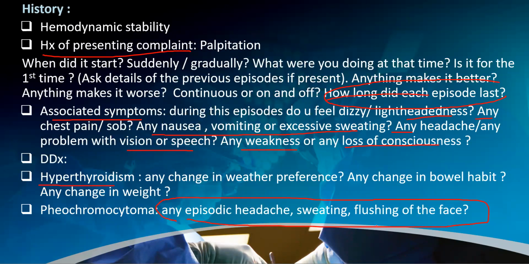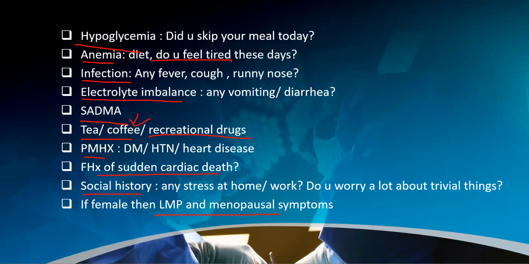Clear? So just to recapitulate, in here you will start with the greeting with the patient, reassuring the patient, followed by hemodynamic stability. Then you start with the history of presenting complaint, which is mainly palpitation, associated lightheadedness or dizziness. Then come to the differentials: CVS, CNS, endocrine, mainly hyperthyroidism, hypoglycemia, and pheochromocytoma. Then others are anemia, infection, electrolyte abnormalities. Lastly, finish with SADMA, tea, coffee, recreational drugs. And very important is to rule out any anxiety problem. Okay, if it's female, then menopausal symptoms.